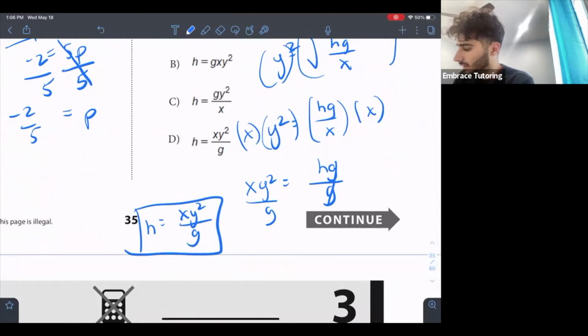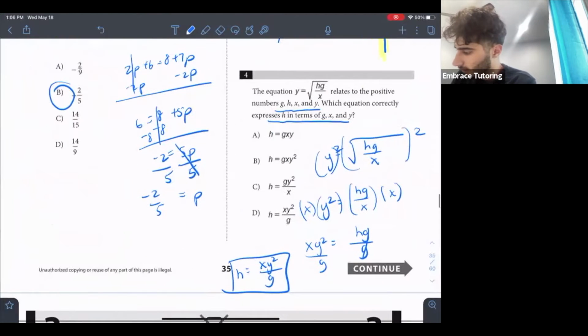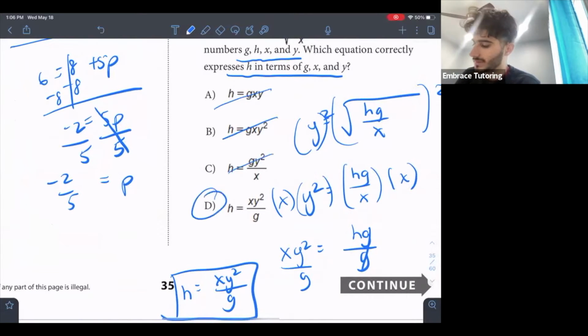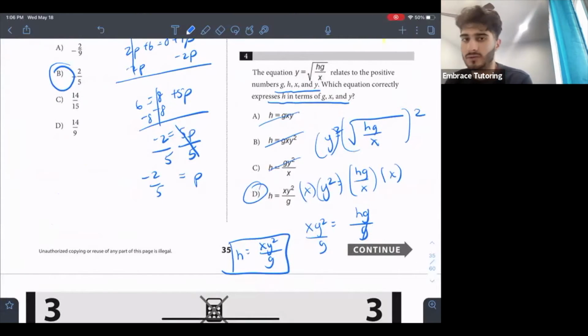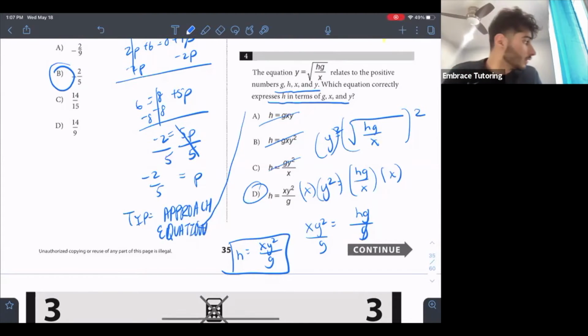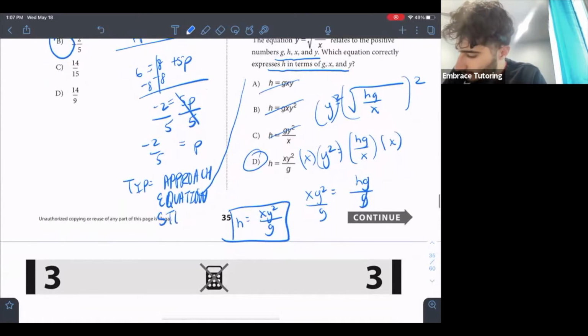And then you get your answer of h is equal to xy squared over g, which would be choice D. That's how you do number 4. Basically, you have to take it step by step and approach it calmly. Just a tip for this: approach the equation step by step.